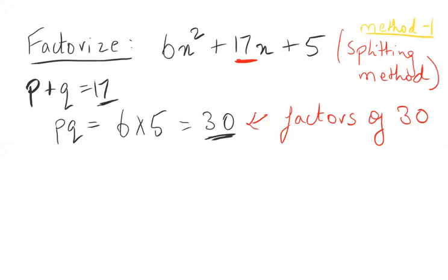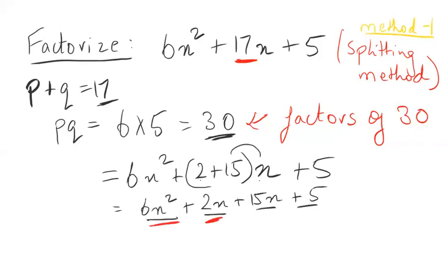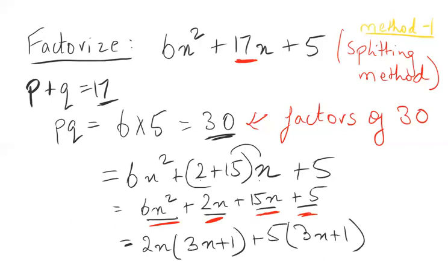So I'll just replace it: 6x squared plus 2x plus 15x plus 5. I'll get 6x squared, multiply this with this and this with this, 2x plus 15x plus 5. And then what's common in these two terms? First, you will take these two terms and then these two terms separately. What's common in this? 2x is common, 3x plus 1. What's common in this? 5, 3x plus 1. And again, what's common in these two terms? 3x plus 1 is common, right?